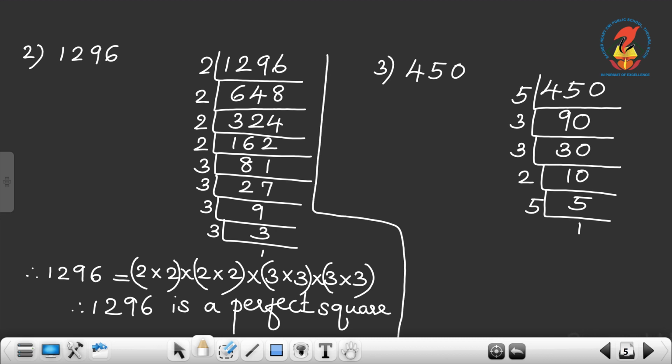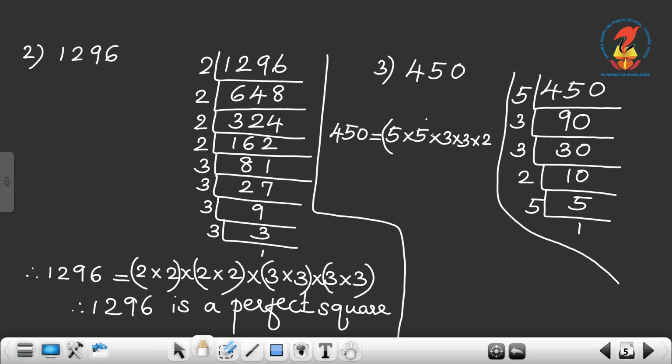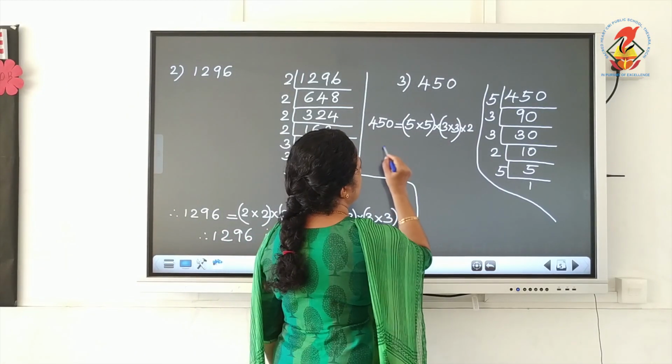Therefore, 450 we can write as, so we can write down the equal numbers together. So 5 comes 2 times, so 5 into 5. Then next 3 into 3 into 2. Then we want to pair it, pairs of equal numbers. 5 into 5, one group, then 3 into 3. What about 2? 2 is left unpaired.